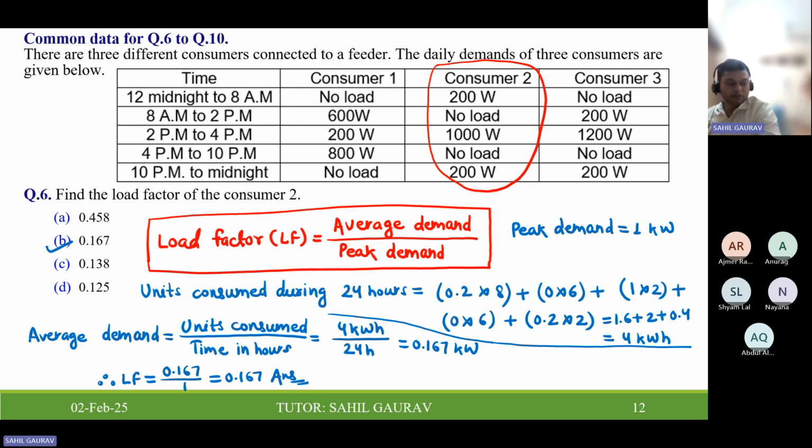So these are very simple problems. You don't have to put your mind into them. You just have to do a little bit of calculation and remember the expression. If you know the expression, you can easily solve the problems.